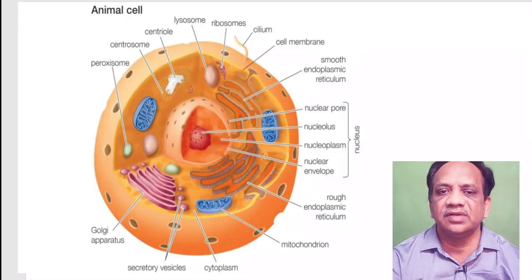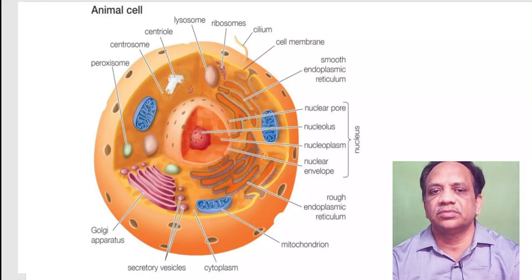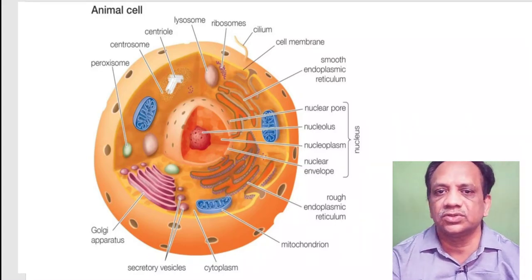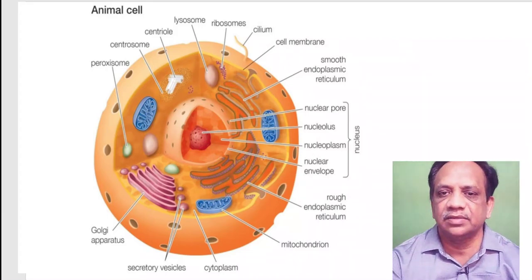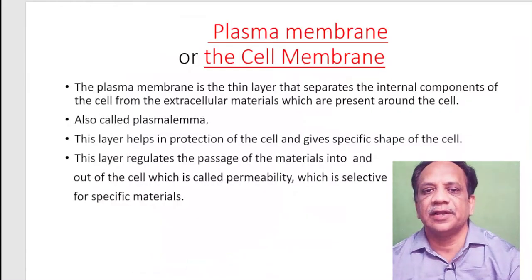This is the animal cell we are seeing here. You can see a number of organelles like the nucleus, peroxisome, centrosome, centriole, lysosome, ribosomes, cilium, etc. So, we will see them one by one in detail.